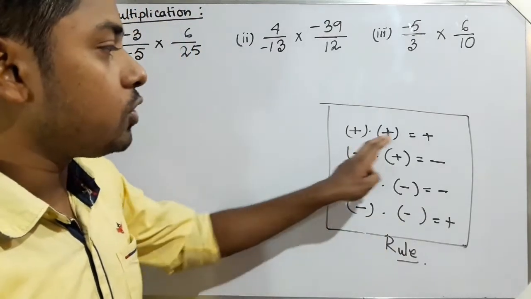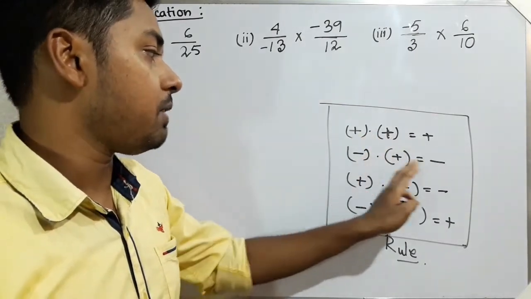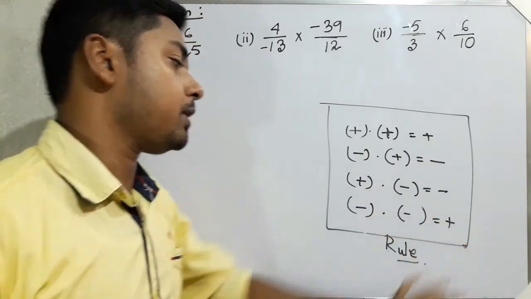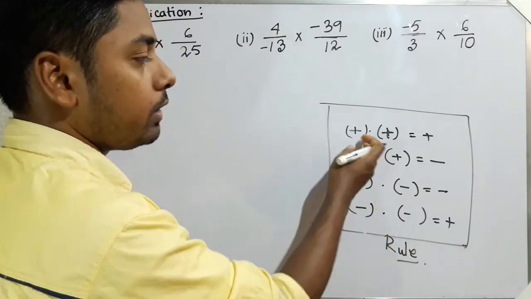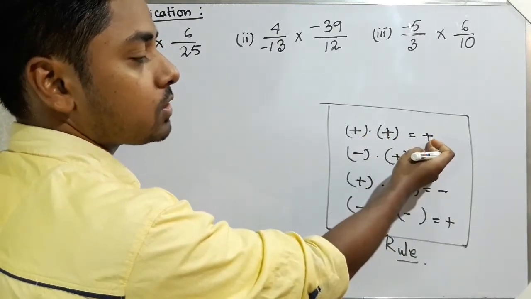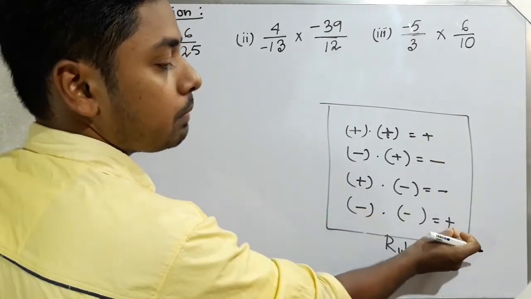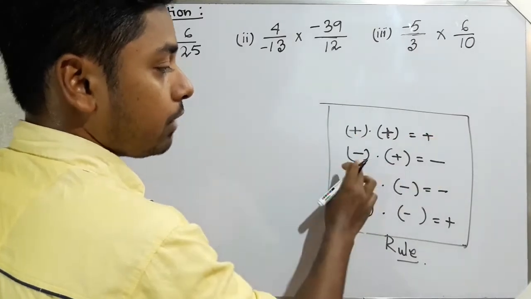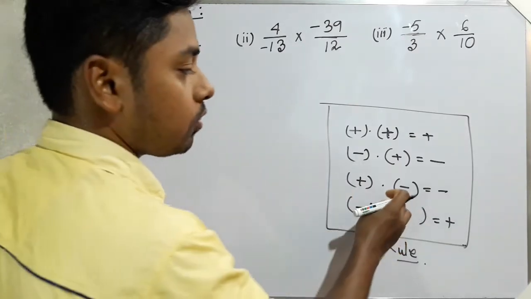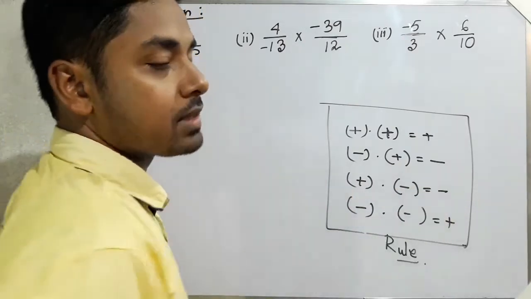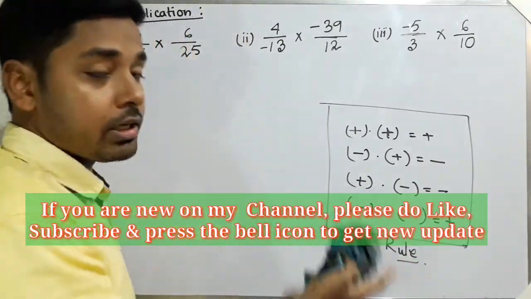So plus into plus, this dot means multiply. Plus plus plus, minus plus minus, plus minus minus, minus minus plus. Remember this rule: whenever you have the same sign, it will give plus only. Plus plus plus, minus minus plus, same sign we are multiplying, so it will be plus only. And when we multiply the opposite signs, minus plus or plus minus, it will always give a negative sign. So do remember this rule. You can note it down also, no problem.